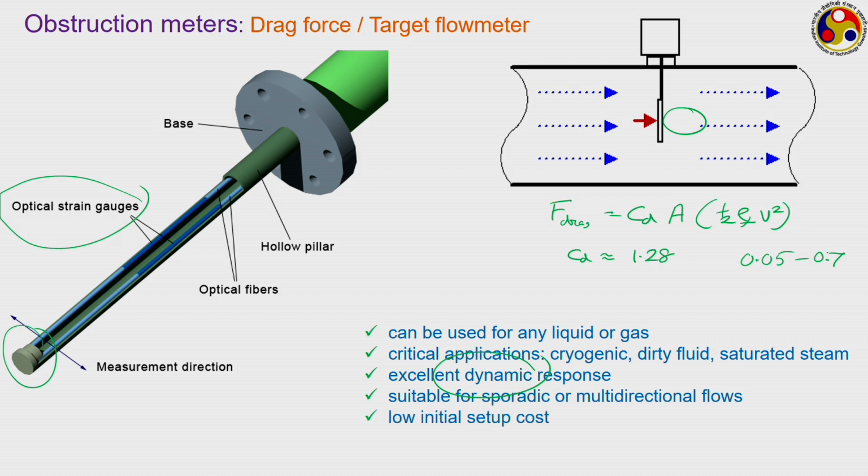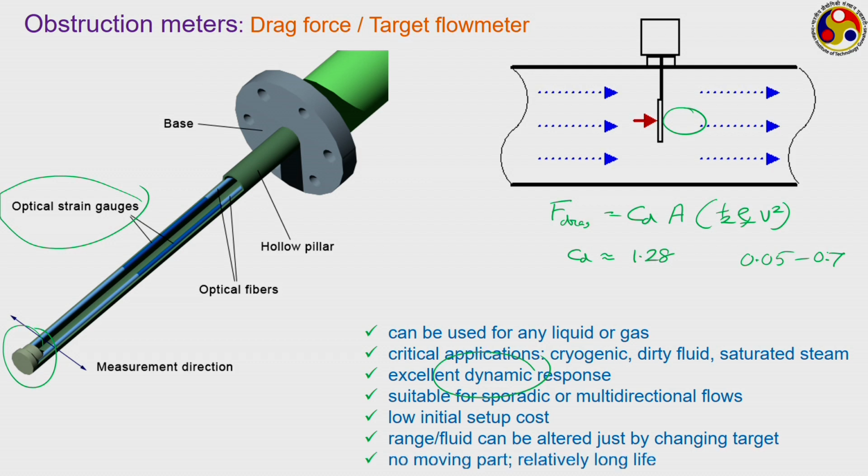The initial setup cost is quite low, because we hardly need anything: only a flat plate or a sphere and the corresponding circuitry located inside this hollow tube, that is all. The range of flow rate or the fluid to deal with can easily be altered just by changing the target or that flat plate. So, the same meter can be used for different kinds of situations just by changing the tip of this, and there is no moving part. So, there is a relatively very long life compared to a few other devices.